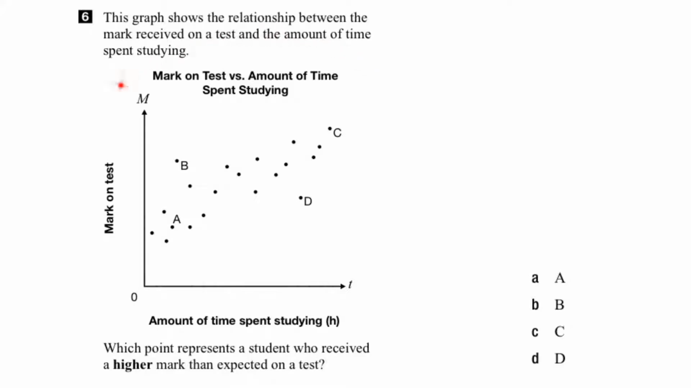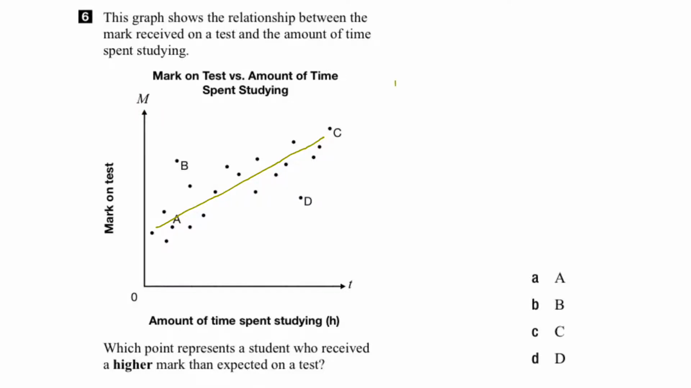In this question, we're given a graph with some data points on it. And these points show a relationship between the amount of time studying and the mark achieved on a test. If we look at the points, there appears to be a general trend, and that is, as we move to the right, the marks tend to increase. That means, on average, the more time you spend studying, the higher the mark will be.